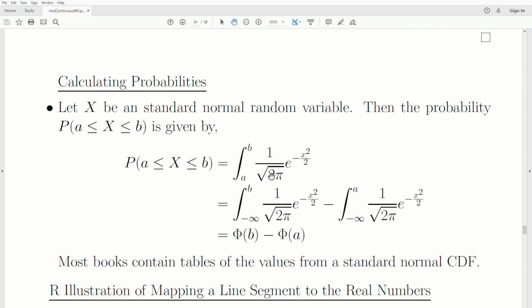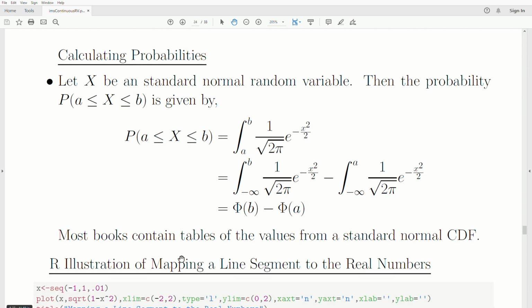Well, instead of going from a to b, we go from minus infinity to b, but then we have to subtract that piece out. But then these are CDF functions, capital phi of b minus capital phi of a, right? The CDF functions. And that's generally how you calculate probabilities with this. Now with computers, you don't have to do it this way, but when you're using the book in a class, this is exactly how you do it. So most books contain the values of a standard normal CDF.